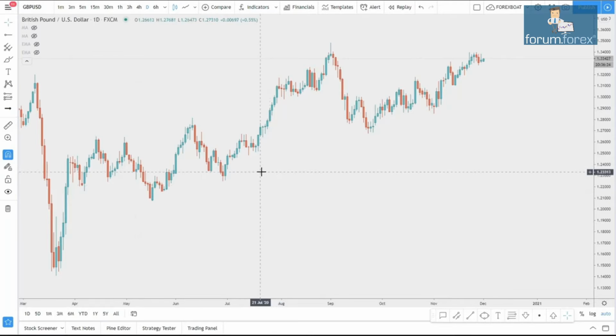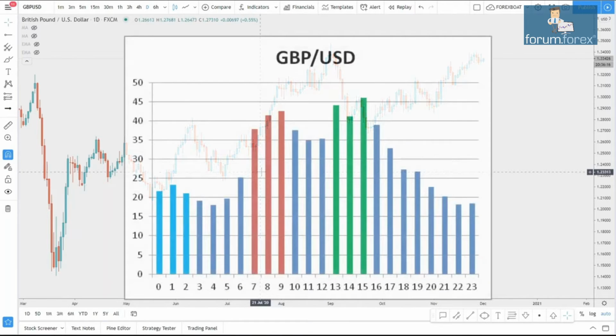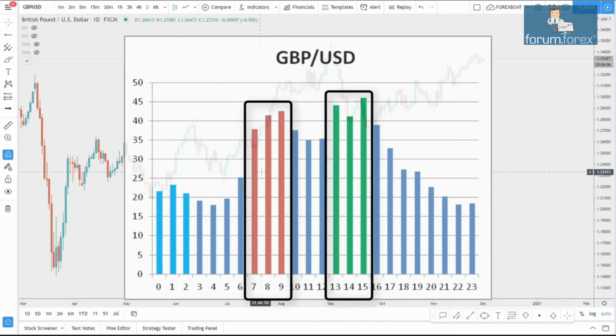But generally speaking, the volatility comes to the cable around 8 AM GMT when the European session opens, and it lasts until about 16 GMT. So that's the time when the most volatility is presented by the cable. So obviously this would be the best time to trade it because you want to catch these opportunities, these price movements.